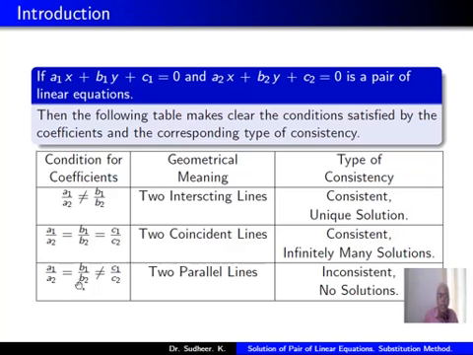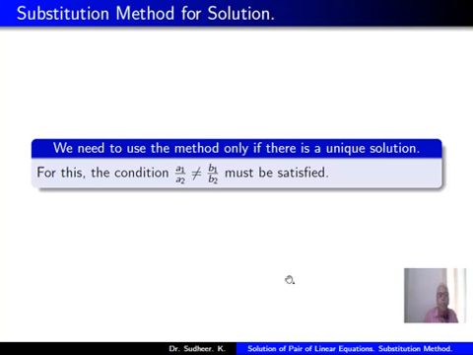consistent. If the coefficients satisfy a1 by a2 equal to b1 by b2 but not equal to c1 by c2, then the two lines are parallel. And because the two lines are parallel, they won't intersect and they don't have common points. In that case, we say the pair is inconsistent and there are no solutions.